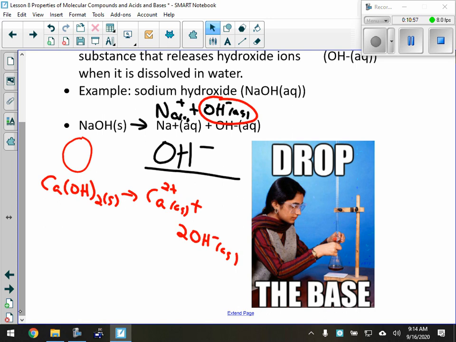Just like the acid, when we pull the HCl apart, we get H plus ions. That's the acid. When we pull this one apart, we get OH minus ions. That's the base. So that'll give you base properties. All right. Is that okay? Any other questions?